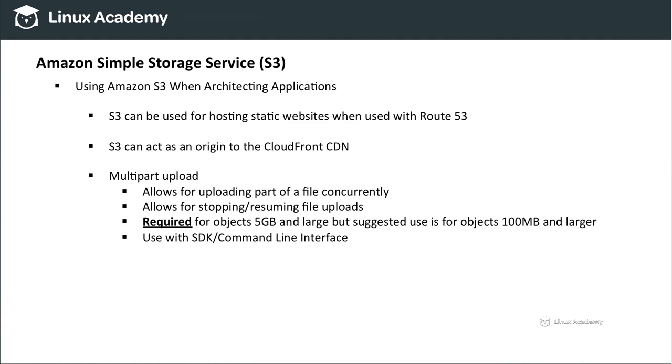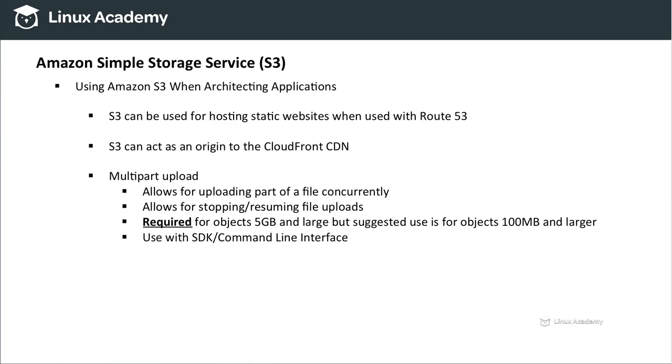So let's talk about using Amazon S3 when architecting applications. Amazon S3 can be used for hosting static websites when used with Route 53. If we have a static HTML page that we want to serve to our customer, why do we need to set up an entire EC2 infrastructure, auto-scaling application, web application? Why not just upload the HTML documents, point Route 53 to our S3 bucket, and serve it as a regular website?